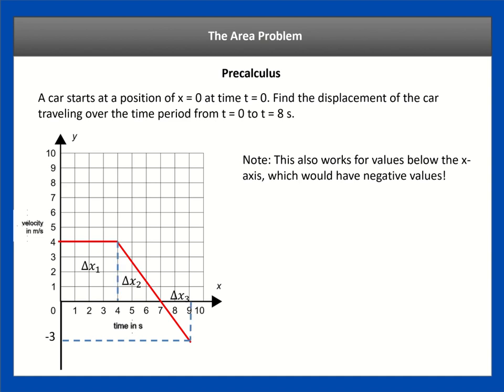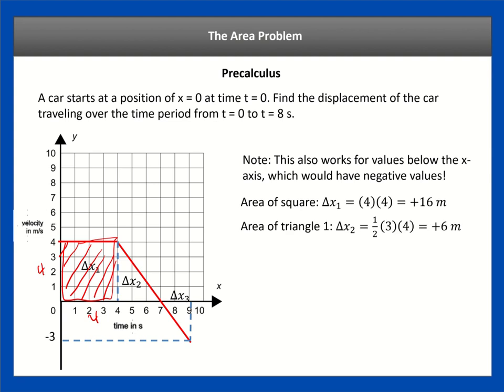We're going to break this into 3 sections, and the first part, to find the displacement delta x1, is just the area of this square, right? So we have this square here where the height is 4 and the base is 4. So the area of the square is 4 times 4, which is 16 meters. And then we have the area of the triangle for the second one, which is 1/2 base times height. We know the base here is 3, and then the height is 4.